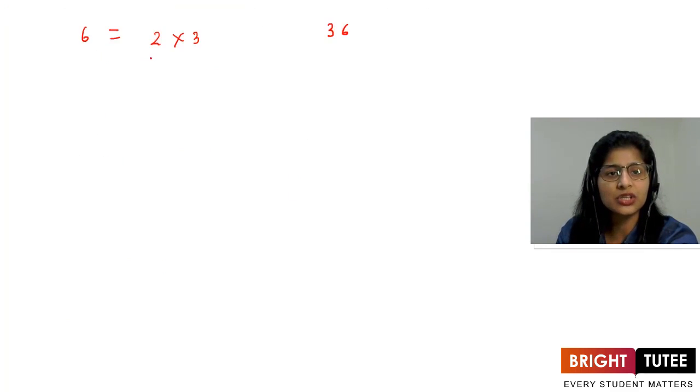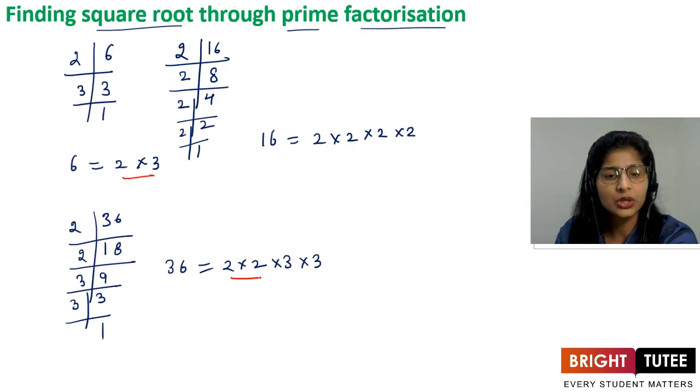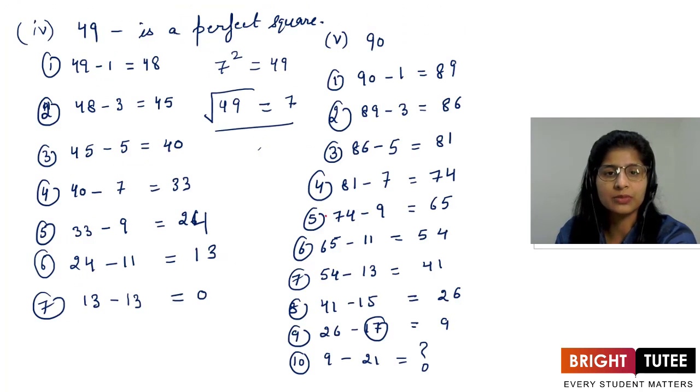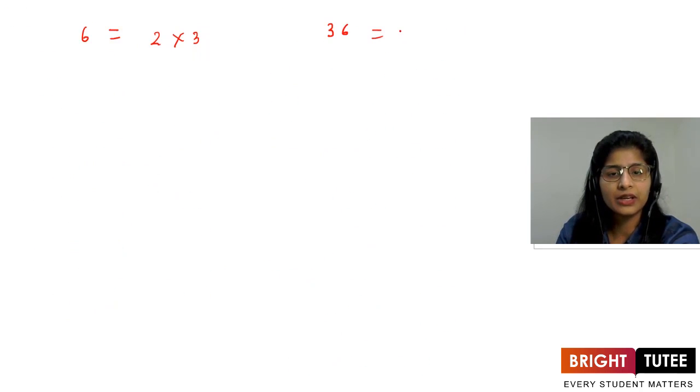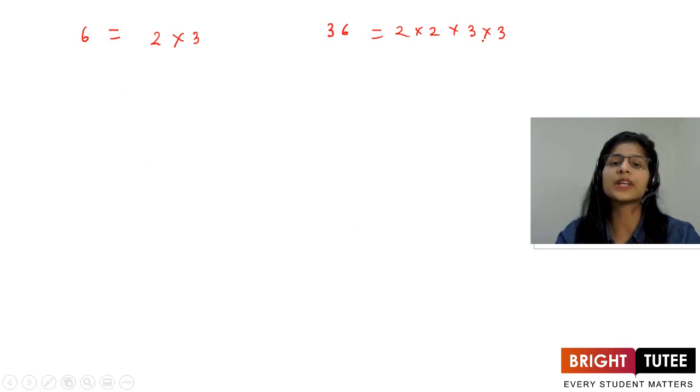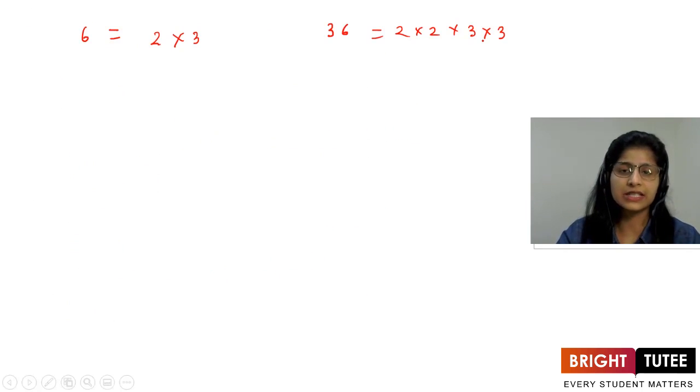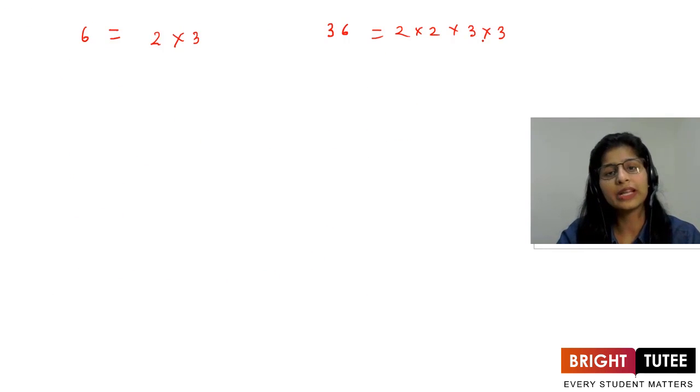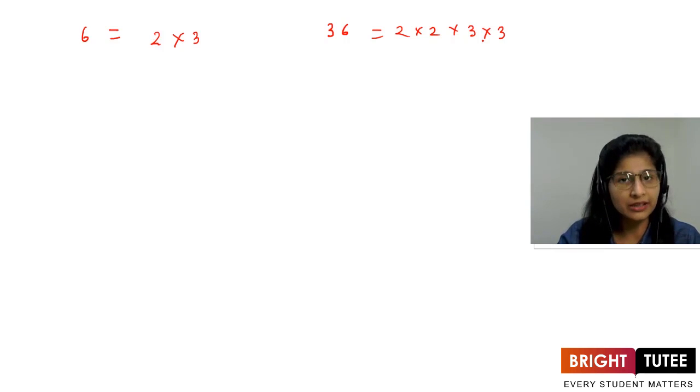What is the prime factorization of 36? We got 2 two times and 3 two times. So we'll write that. We got 2 into 2 into 3 into 3. So what do you observe here? Just see, the occurrence of 2 in the prime factorization of 6 is how many times? 1 time. In the square of that number, that means 36, the occurrence of 2 is how many times?